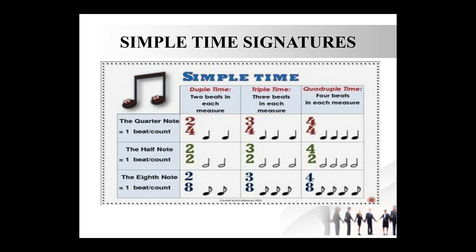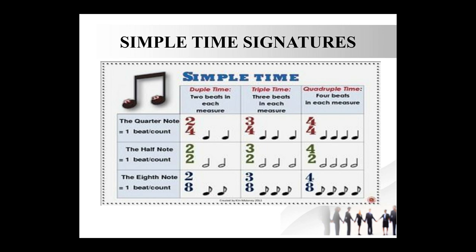Now moving to the half note. We have 2-2, meaning that we need to get two minims in every bar. We have 3-2, means we have to get three minims in every bar. We have 4-2, means we have to get four minims in every bar. That is that for half note. And then when we get to the eighth note, we have 2-8, means you have to get two quavers in every bar. When it's 3-8, we need to get three quavers in every bar. When it's 4-8, we need to get four quavers in every bar.